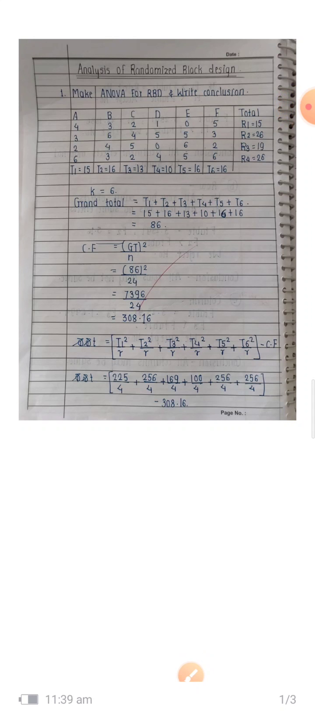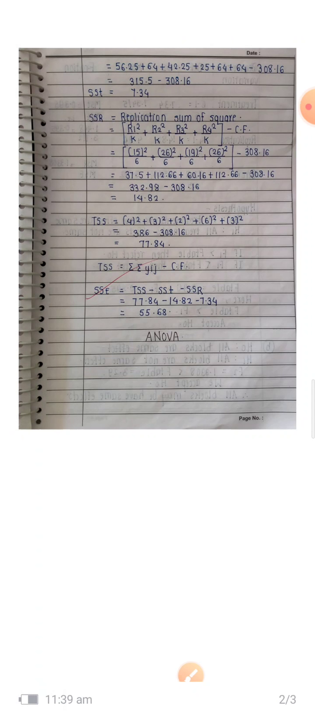We use the RBD when the fertility of soil increases or decreases in one direction and your experimental material, that is land, is heterogeneous. The RBD design uses all of the principles: replication, randomization and local control. The example is: make the ANOVA for RBD and write down the conclusion.